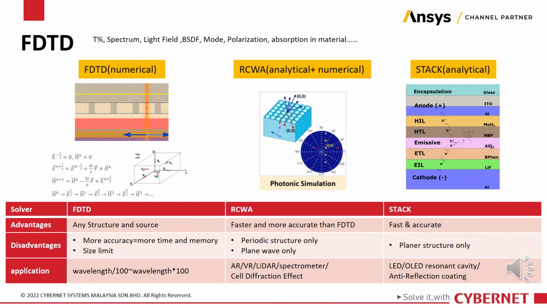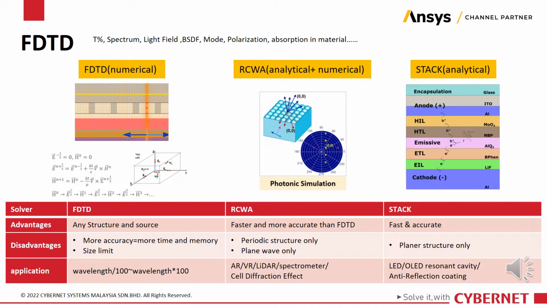FDTD uses the finite difference time domain method, which cuts the structure into sub-wavelength scale cubic elements, and calculates the boundary conditions for each cube with the Maxwell equations. Any structure and source type can be used to calculate its optical properties, such as its transmission percentage, bidirectional scattering distribution function, and spectrum reflected by the device, etc.